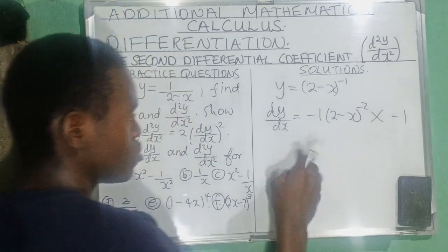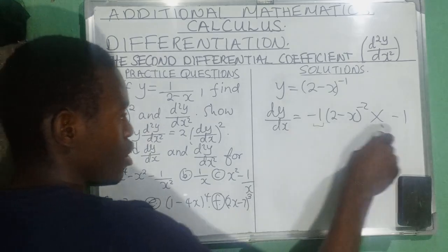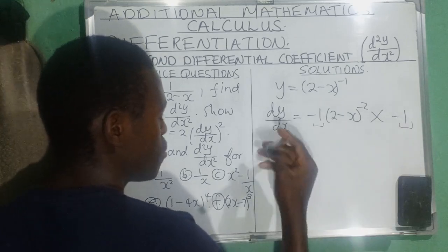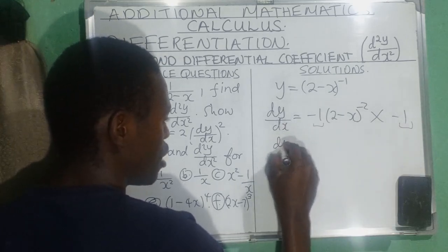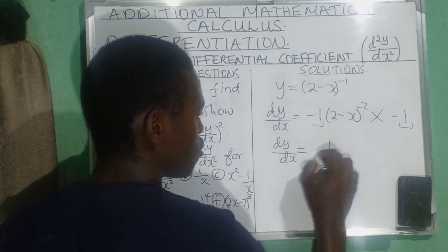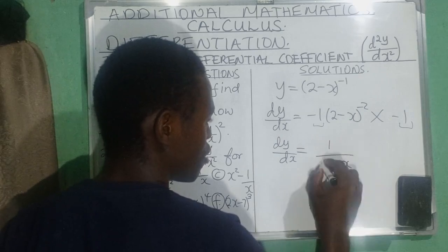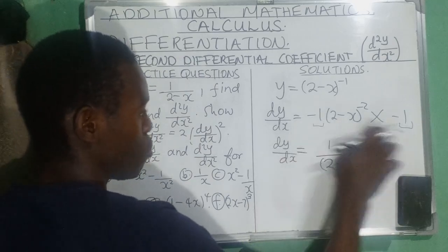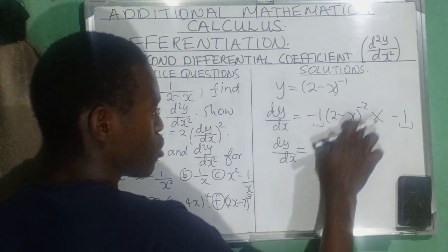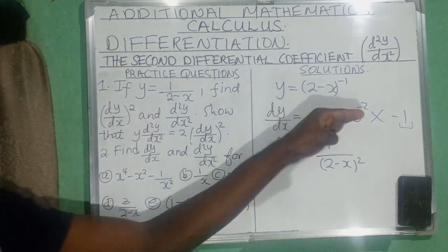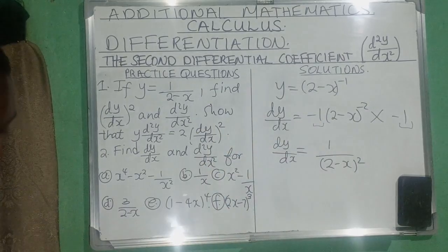And then to continue, you can see that here there is a negative 1, and here there is a negative 1. So if you see numbers like this, you multiply them. Hence, your dy/dx is going to be equal to 1 divided by (2 minus x) raised to the power 2. So you write it like that: this and this will give you positive 1, then you divide by this because we want to leave the power positive. So therefore we take it down as a denominator like that. So that's your dy/dx.